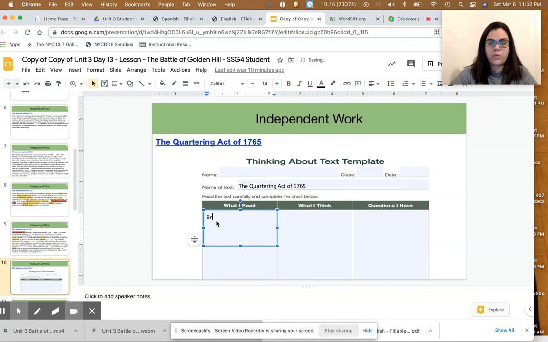So the British government is forcing soldiers to stay in the colonies. The soldiers will defend the colonies.